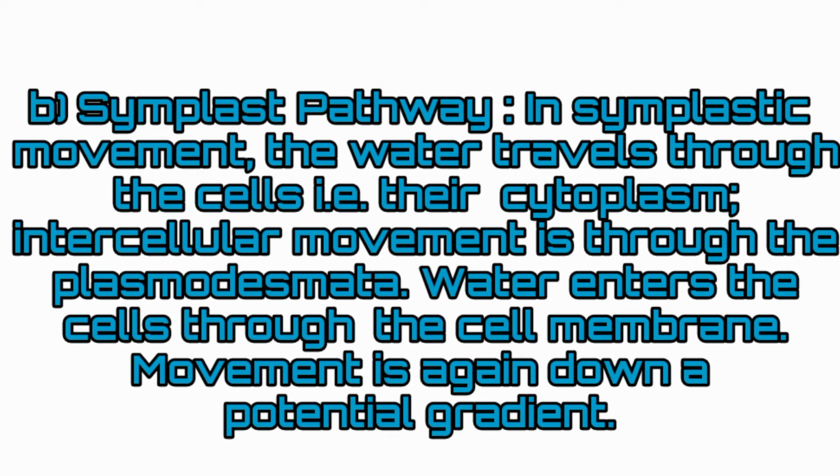Symplast pathway. In symplastic movement, the water travels through the cells, that is, the cytoplasm. Intercellular movement is through the plasmodesmata. Water enters the cells through the cell membrane. Movement is again down a potential gradient.